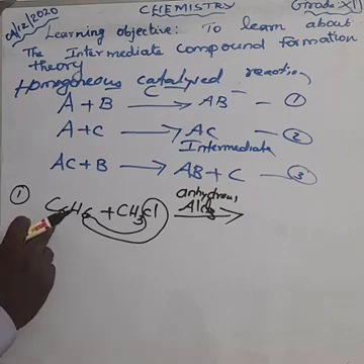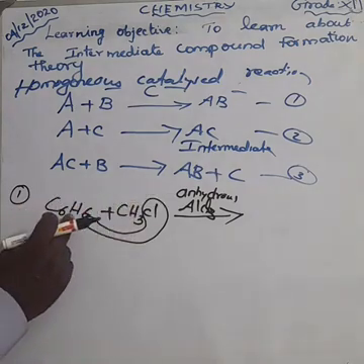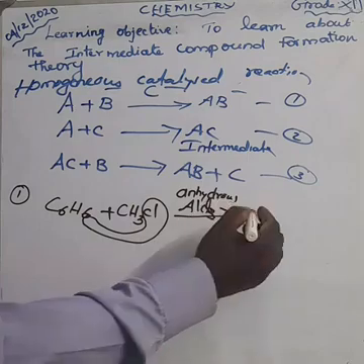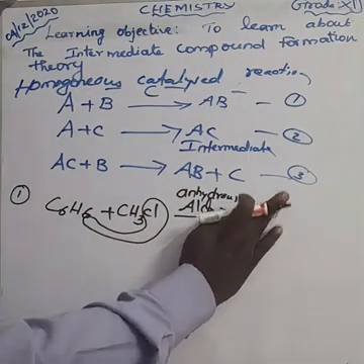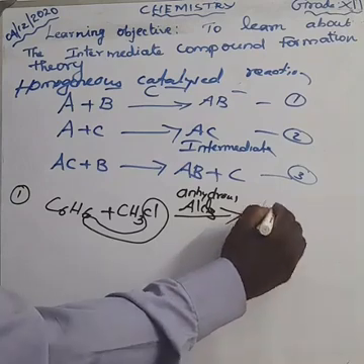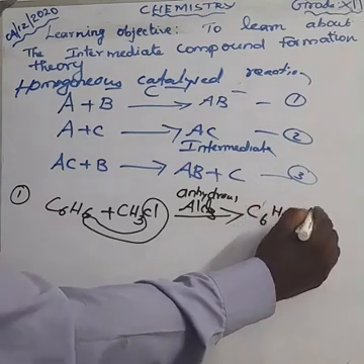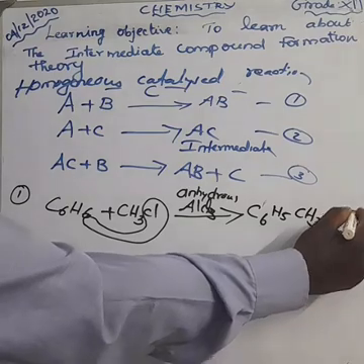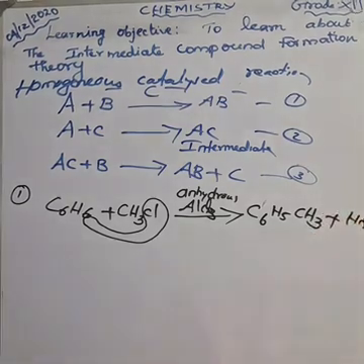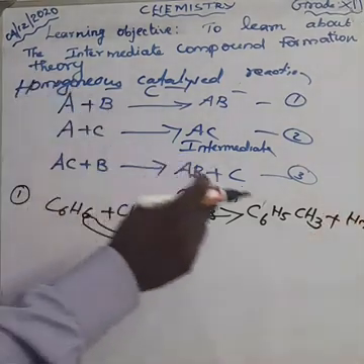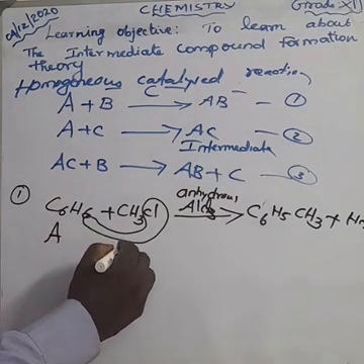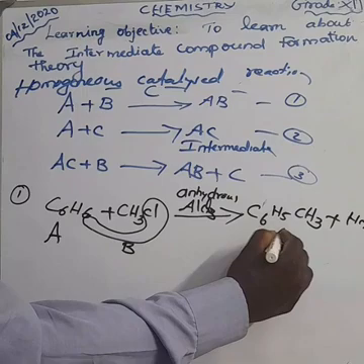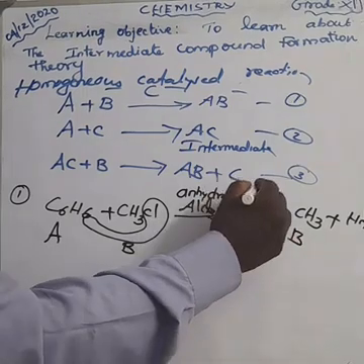So what is the remaining product? C6H5CH3. So we get C6H5CH3 plus HCl. This is our expected product, where A combines with B to form AB in the presence of C.